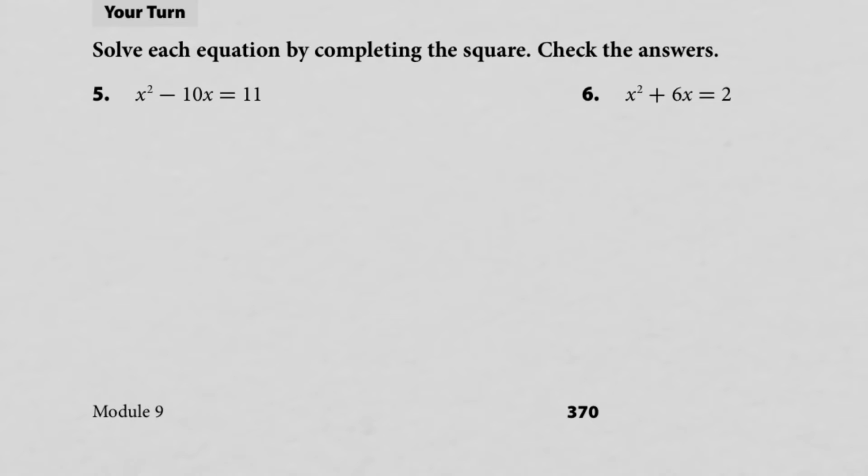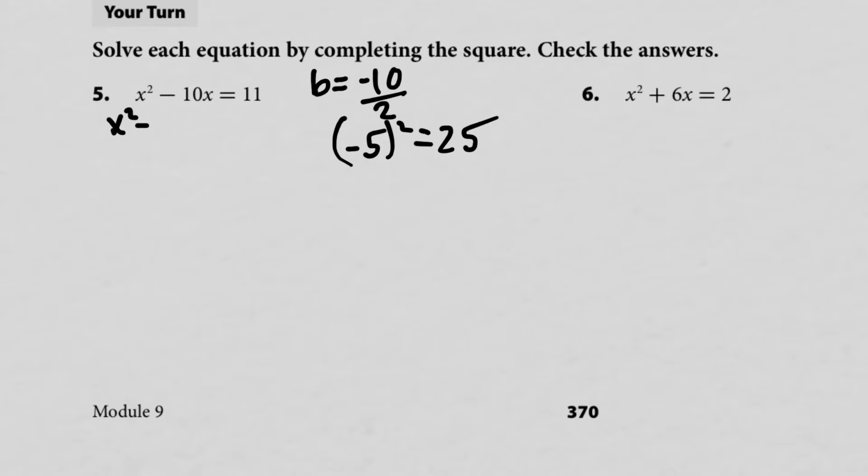Okay, let's look at the correct answers here. X squared minus 10x equals 11. First of all, find b. In this case, b is negative 10. Half it, that means cut it in half, that's negative 5. Square it, that means square negative 5, it's positive 25. Add it, so we're going to add 25 to both sides. So what I'm going to have now is x squared minus 10x plus 25 equals 11 plus 25.